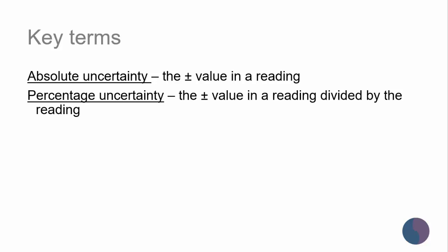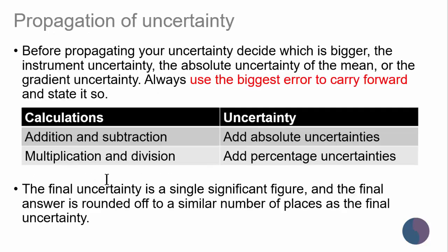Before we get started on propagation of uncertainties, just to go over some key terms. Absolute uncertainty is just the plus or minus value, and that's used when you're adding and subtracting in your calculations. And percentage uncertainty is used when you're multiplying and dividing, so you need to add percentage uncertainties. We'll go through that in a second. So just basically an overview.